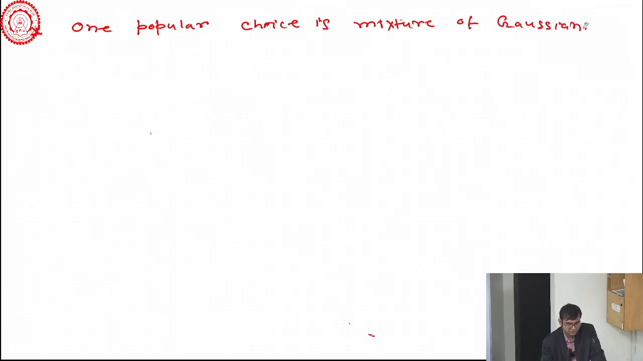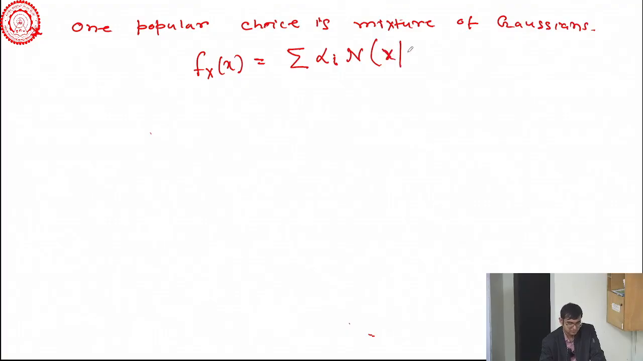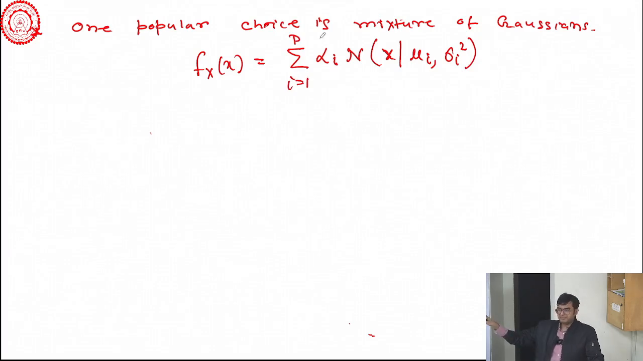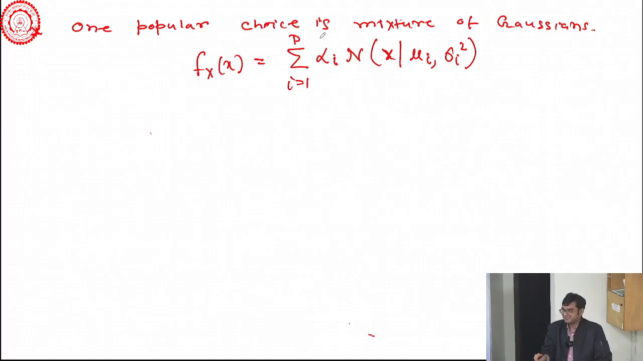How does the PDF look for mixture of Gaussian? f(x) will look like the summation of alpha_i times a Gaussian of x with mean mu_i, variance sigma_i squared, for i equal to 1 to, let's say, p. So this is the PDF of a mixture of Gaussian, which is as simple as adding p Gaussians. Add the PDFs, not the variables. If you add variables, you will get something else. You will get a Gaussian itself. Don't add the random variables, add the distributions. So be careful with that.